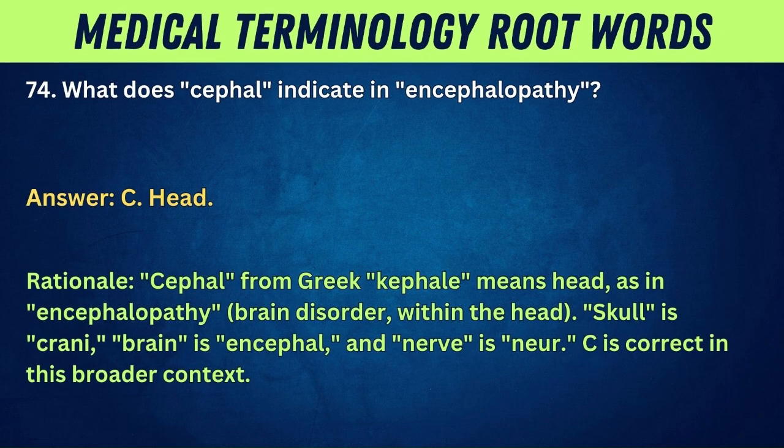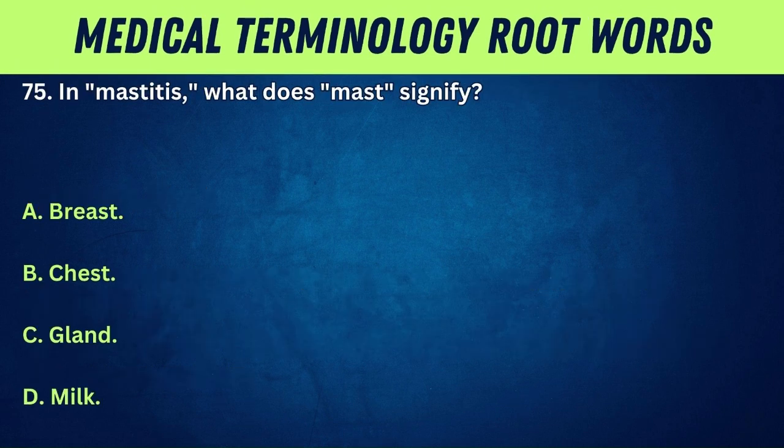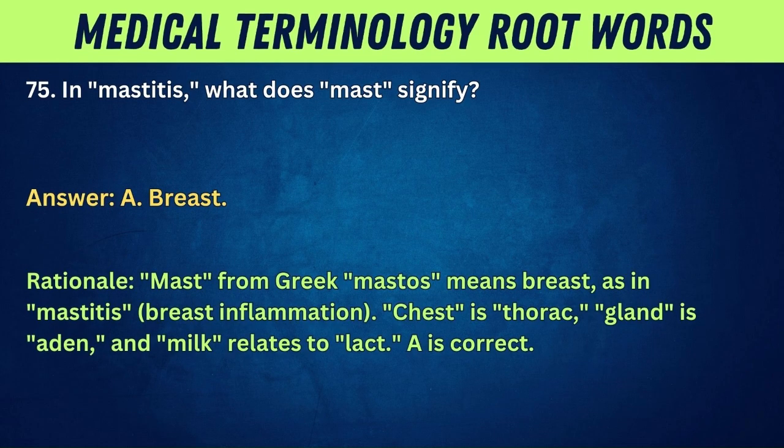Head. Rationale: cephal from Greek kephale means head, as in encephalopathy, brain disorder, within the head. Skull is crani, brain is encephal, and nerve is nor. C is correct in this broader context. 75. In mastitis, what does mast signify? A. Breast. B. Chest. C. Gland. D. Milk. Answer: A.